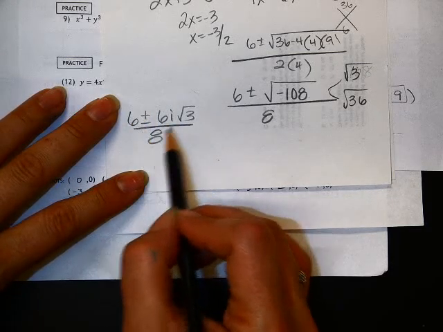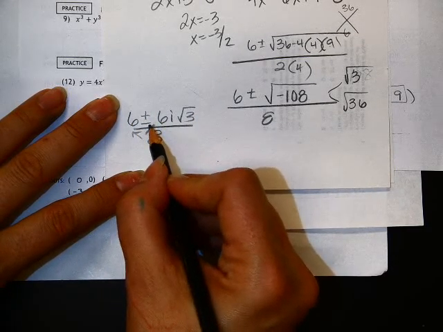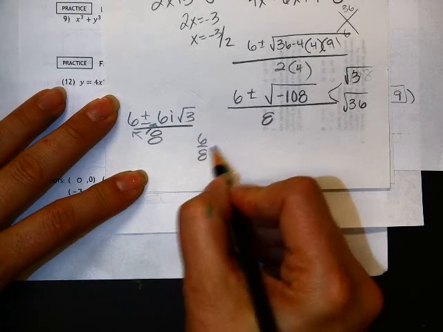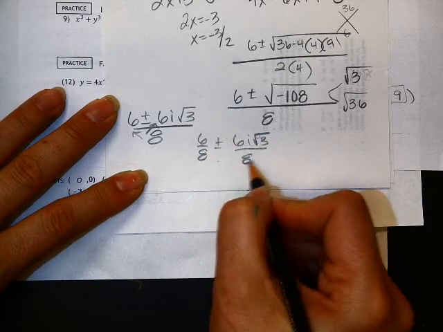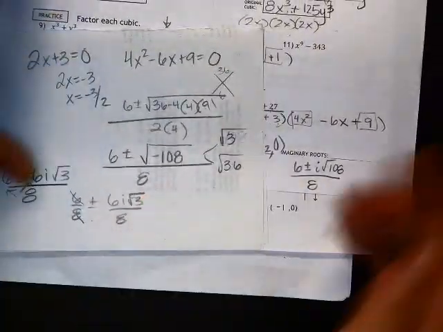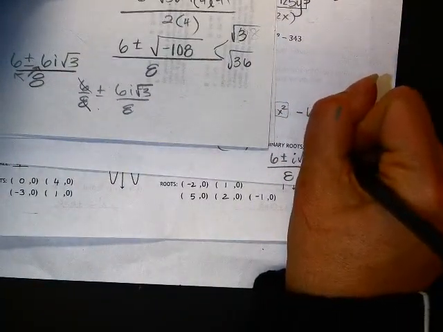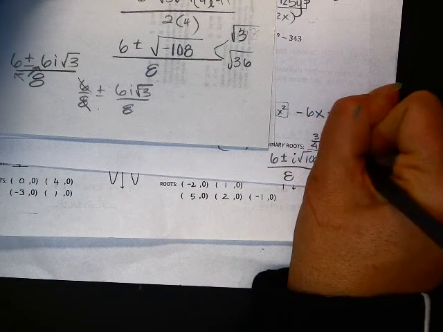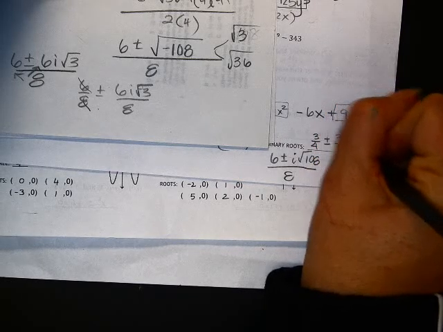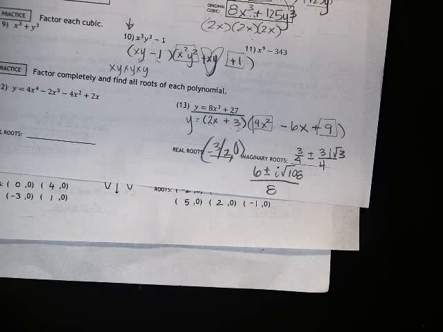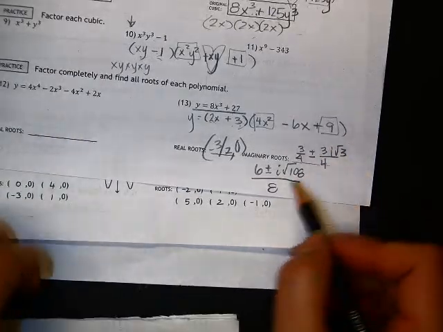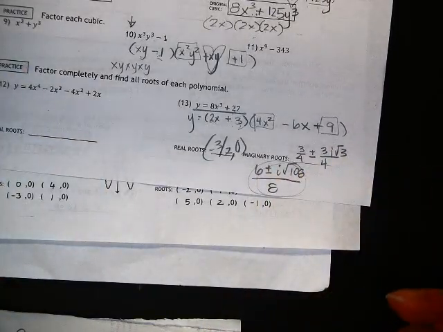And then what I need to do here is reduce this into both of them. So 6/8, and then again 6/8, which reduces to 3/4 plus or minus 3/4 i root 3. So that would be simplified. This would be unsimplified or unreduced.